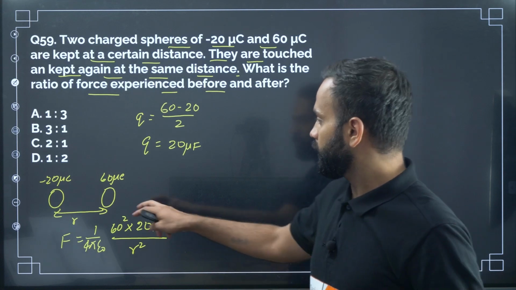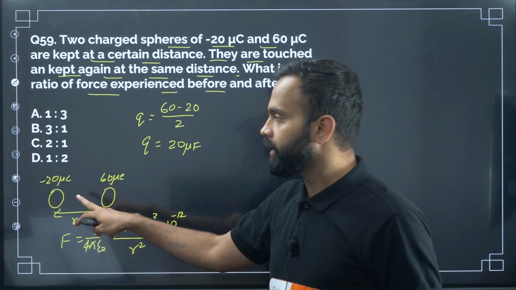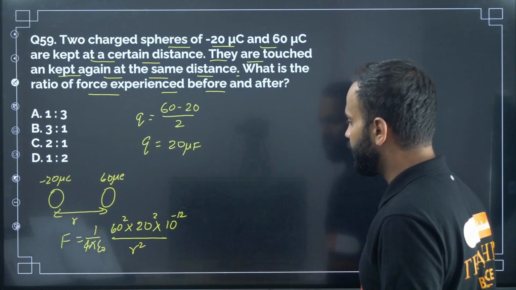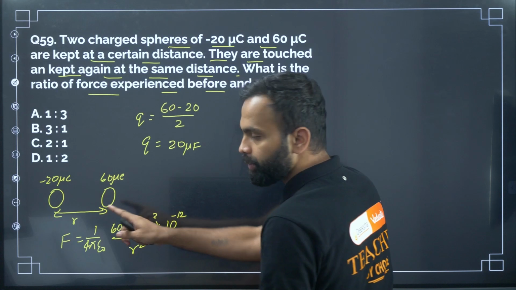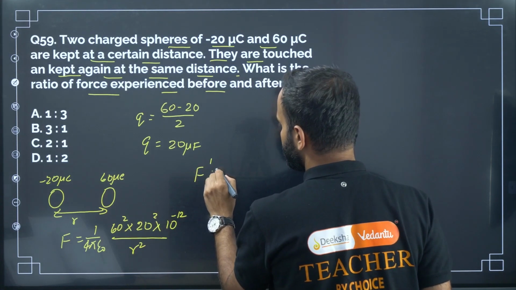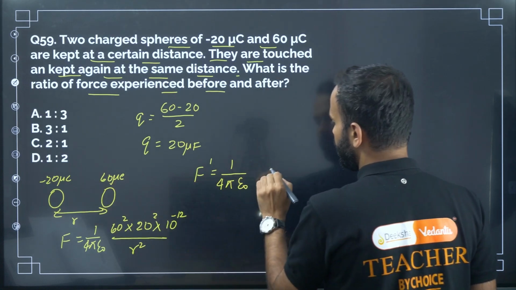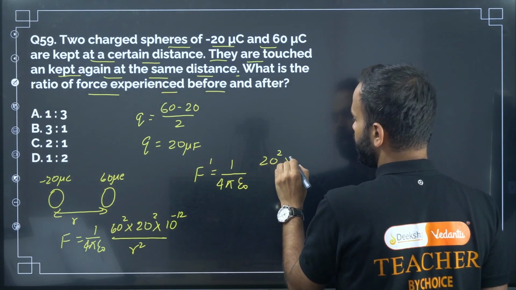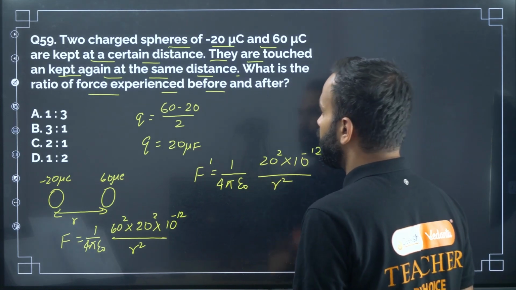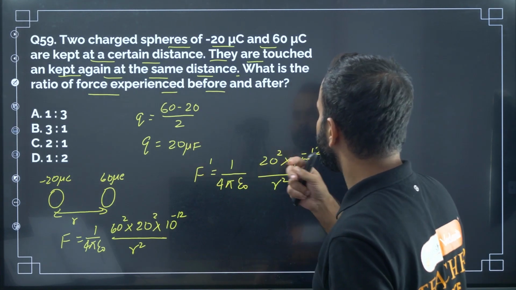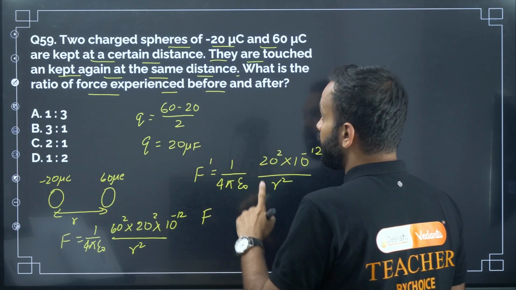So after touching the two spheres, what happens? Charge distribution will take place. So now the charge on each sphere will be 20 microcoulomb, right? Okay. So now again, these two are separated by distance r. So now the new force F dash is equal to 1 divided by 4 pi epsilon naught into Q square, that is 20 squared into 10 to the power minus 12 divided by r square. So now we need to find the ratio of the force experienced before and after.